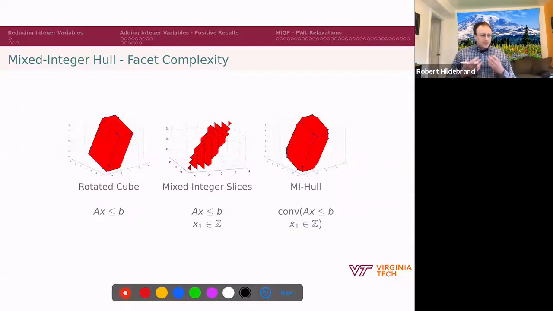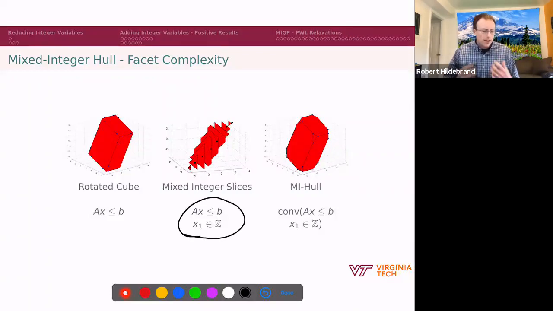Okay, so the second image that I want to show, this is kind of what got me excited about this back in the day. There's this idea that you can take a cube, and if you hit it with the right linear transformation, you get this rotated cube. And then there's this sneaky thing where you can add a single integer variable. So you can ask for just one of the variables to be integer. And the result is that you get all of these, actually exponentially many, slices.